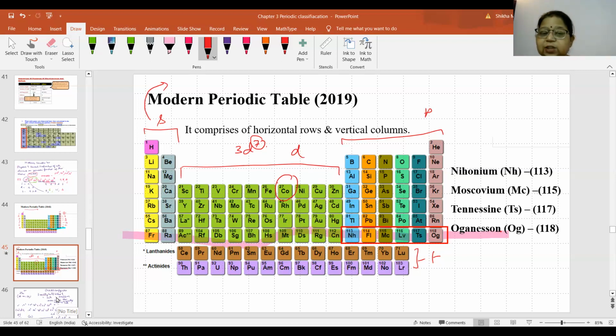Is the last point clear to all of you, that the seventh period of the modern periodic table is complete now? And what is the importance of writing the configuration in terms of orbitals first and then converting it to orbits? Any doubts?